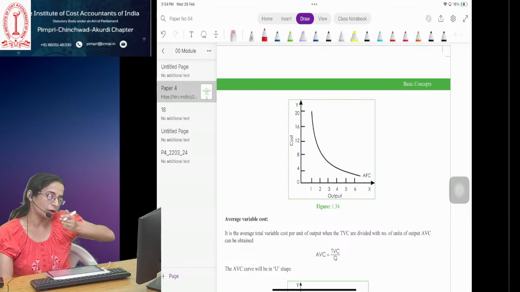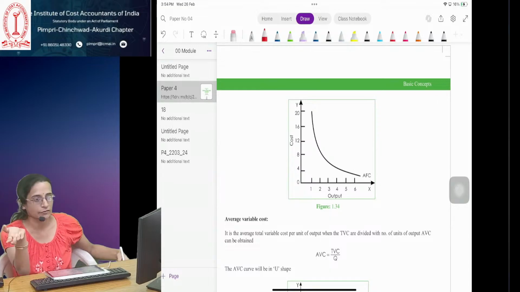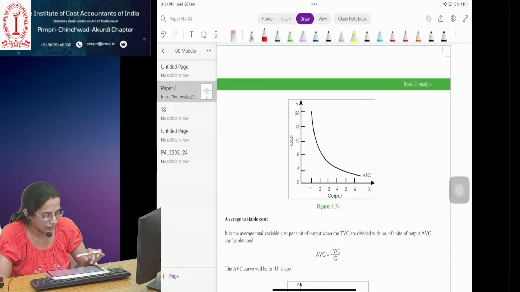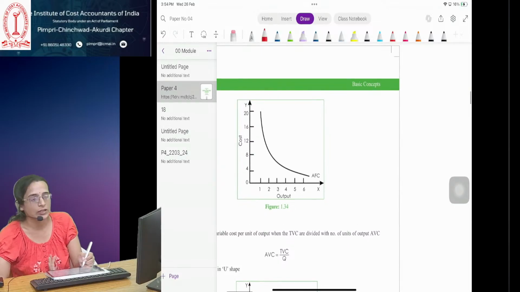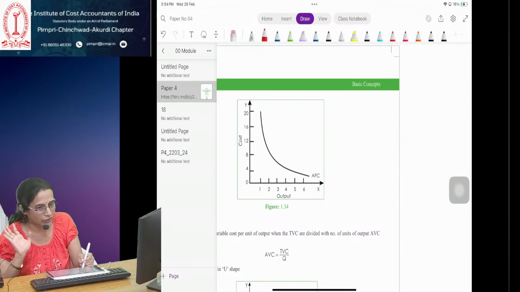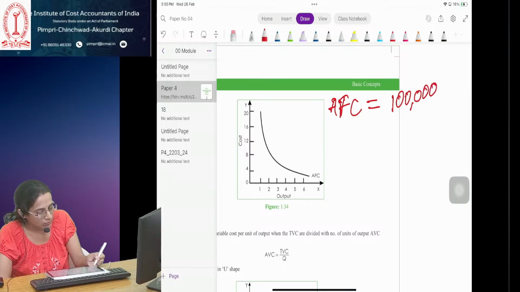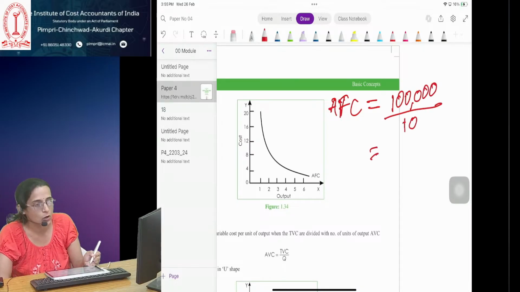It is falling from left to right. Average fixed cost. Any logic? No. Okay, I'll tell. See, what is fixed cost? Fixed cost will always remain fixed. We will calculate average fixed cost. See, if the total fixed cost is 1 lakh and the number of units are 10, what will be average fixed cost?